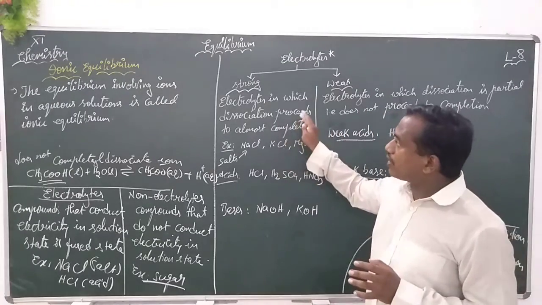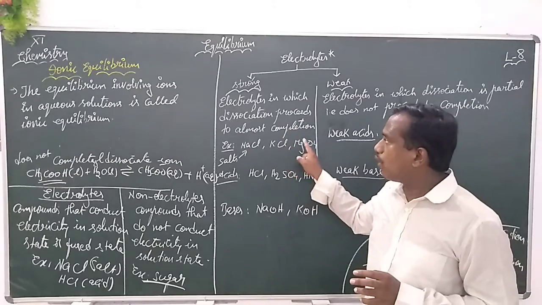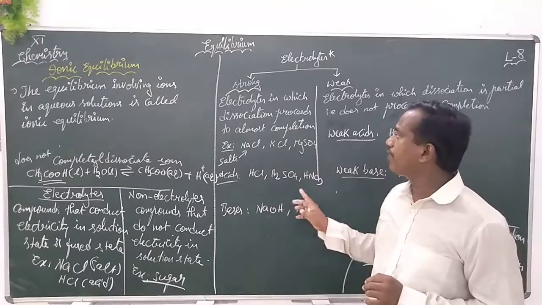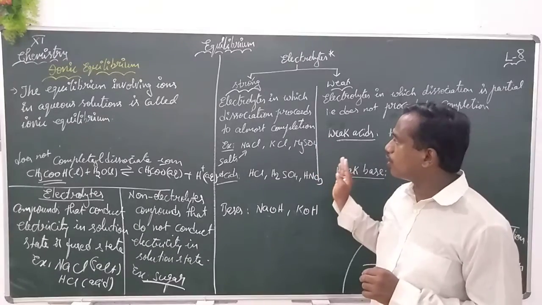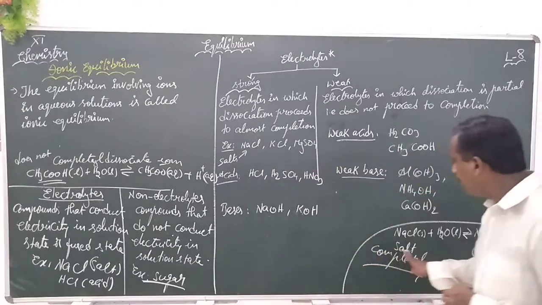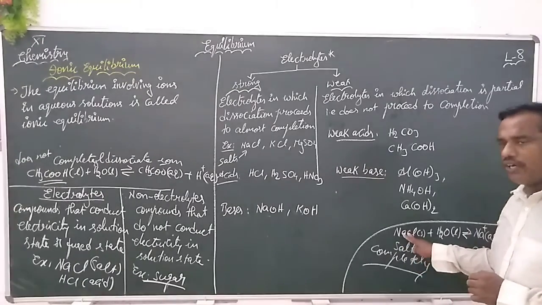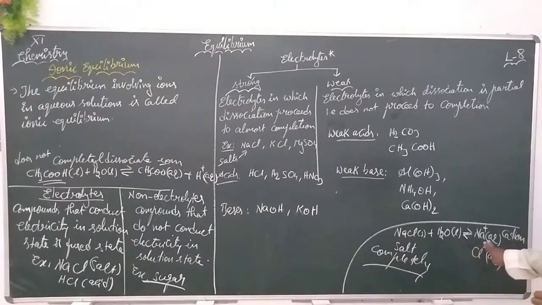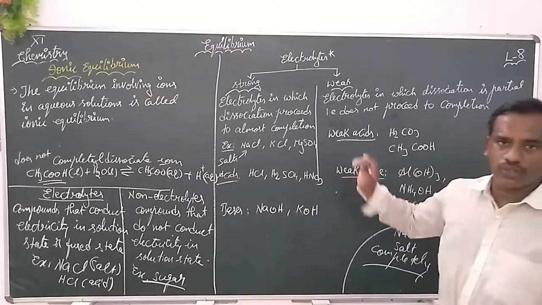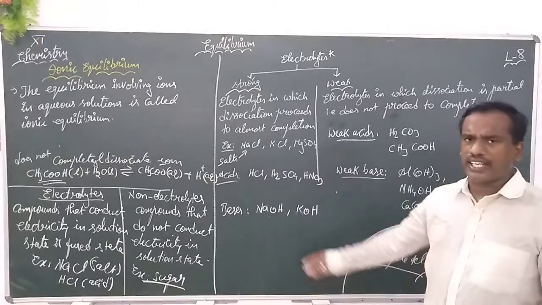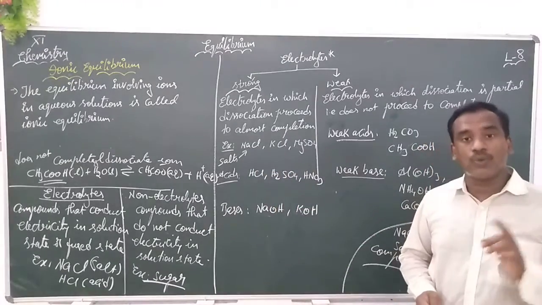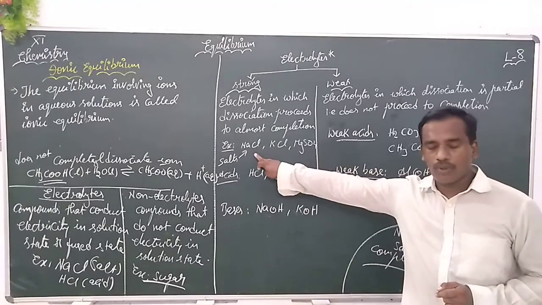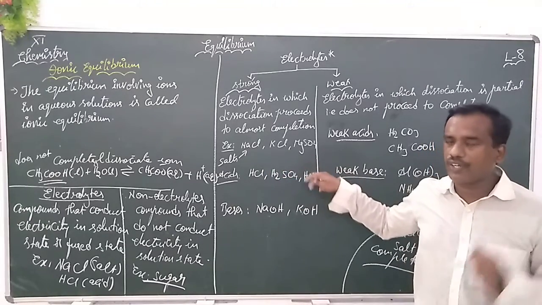Strong electrolytes are electrolytes in which dissociation proceeds to almost completion. Whatever substance is there in the solid form, if you dissolve it in water, it will completely dissociate into ions. Such a substance we are calling a strong electrolyte. Many examples we can take. We can take from the salts. The salt is formed from neutral substance. So salts like sodium chloride, potassium chloride or magnesium sulfate you can take.